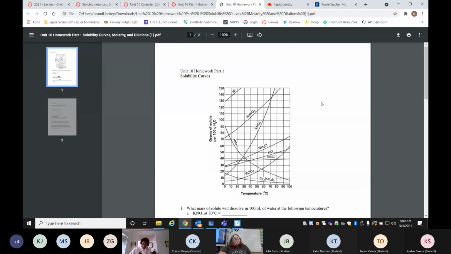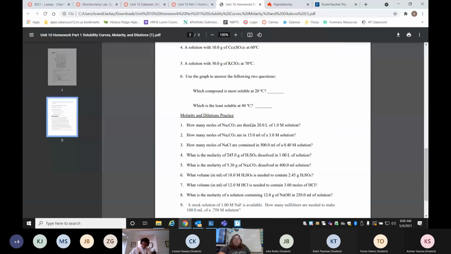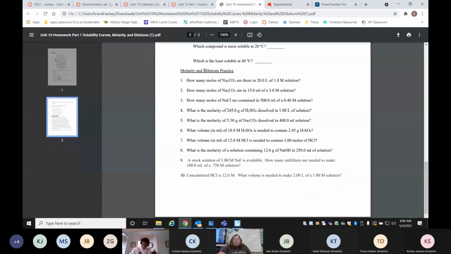So remember, the beginning of the part 1 homework was the solubility curves we did yesterday. That was up through number 6. And then where you have the underlined heading, the molarity and dilutions practice, you have 10 molarity and dilutions problems. Like I said, make sure to show your work. You probably don't have room to show it on here, so just do it on a separate sheet of paper.